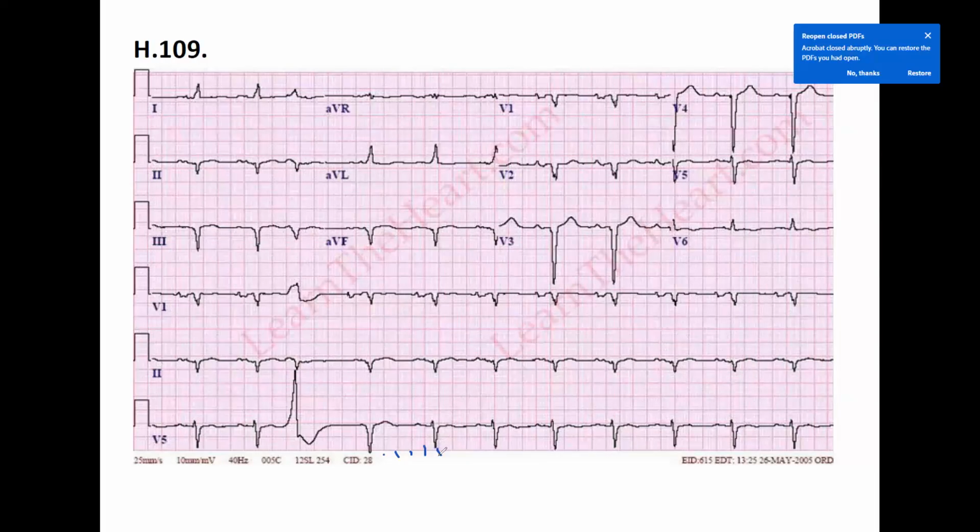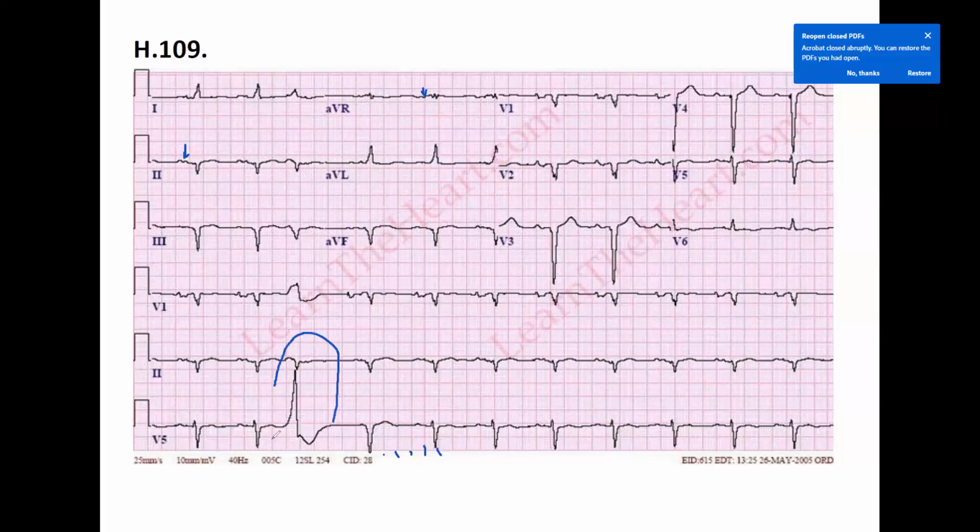You have P waves. Yes, we do have P waves, positive in lead number 2 and negative in aVR, so it's a sinus rhythm. Yes, that can be sinus. But you said this is arrhythmic. Why is it arrhythmic?